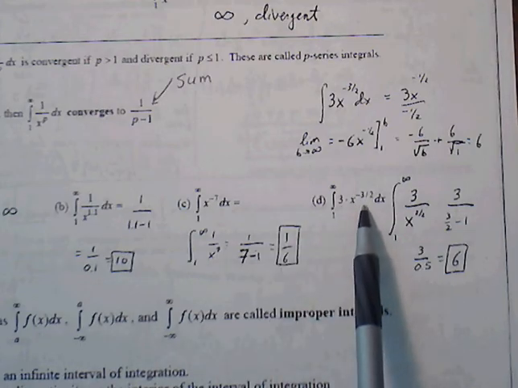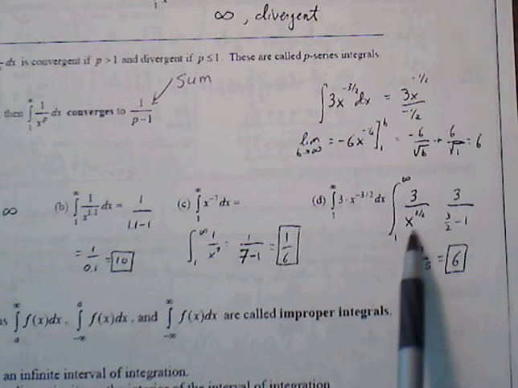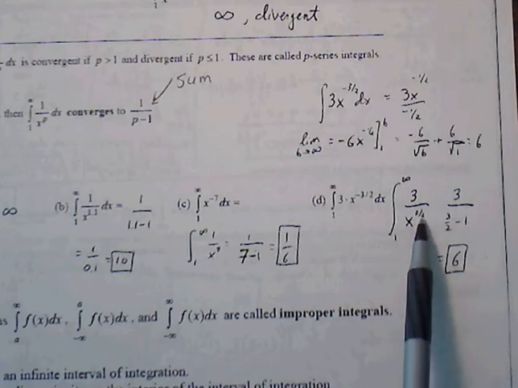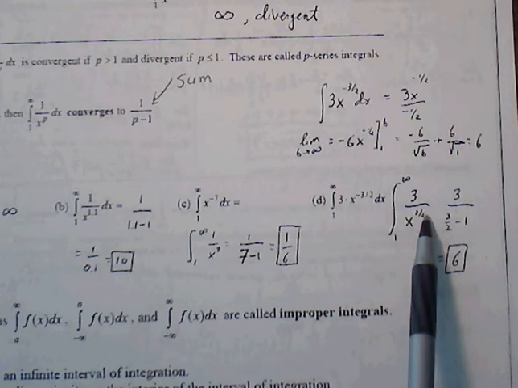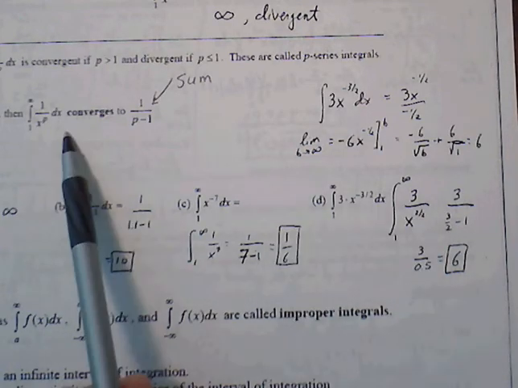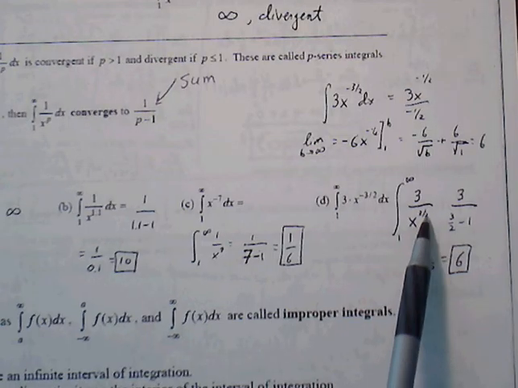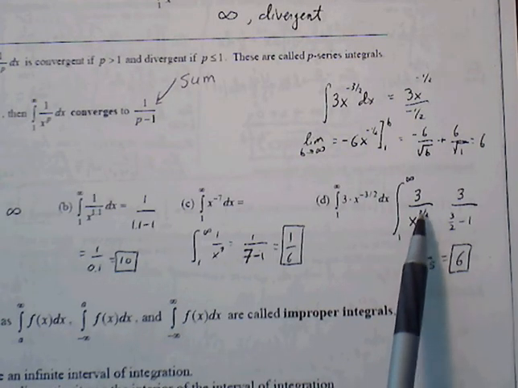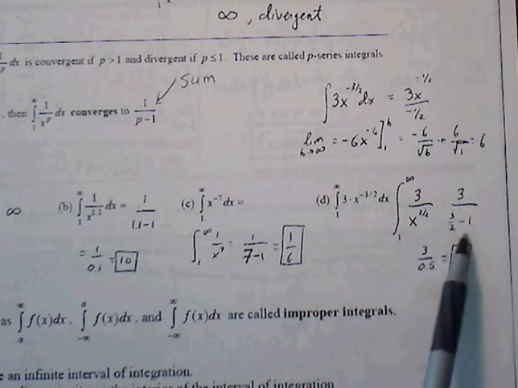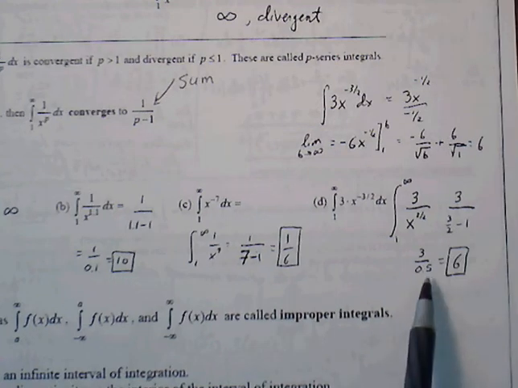3 times x to the negative 3/2. So negative 3/2, we can bring that down to the bottom, and we can evaluate the limit. We can notice that this is a p-series that converges since 3 halves is greater than 1. So we do 3 halves minus 1, which is 0.5. So 3 over 0.5 is going to be 6.